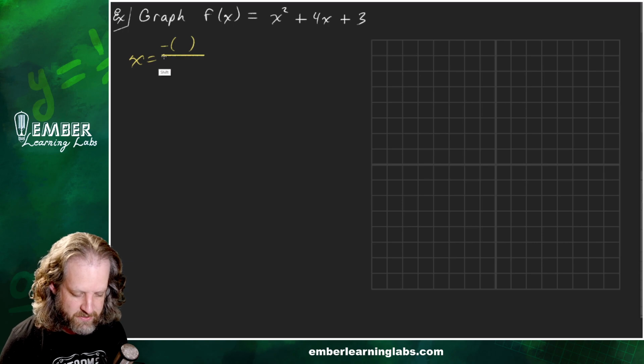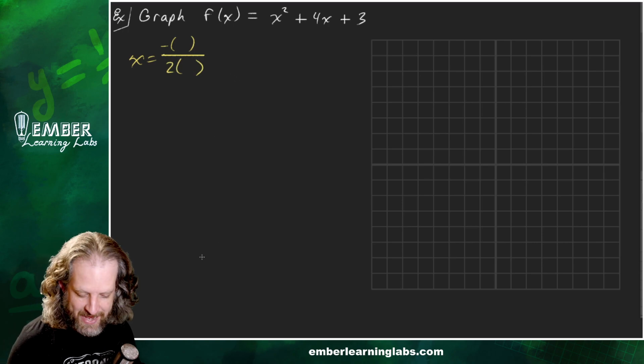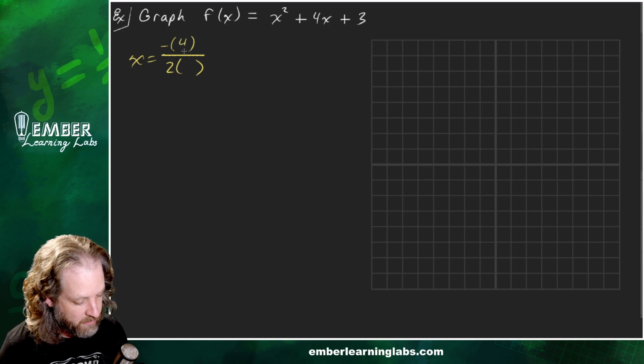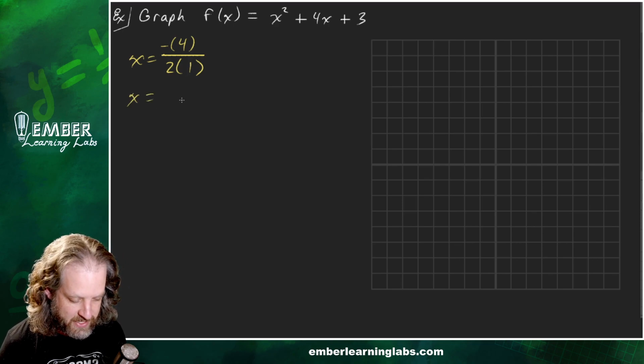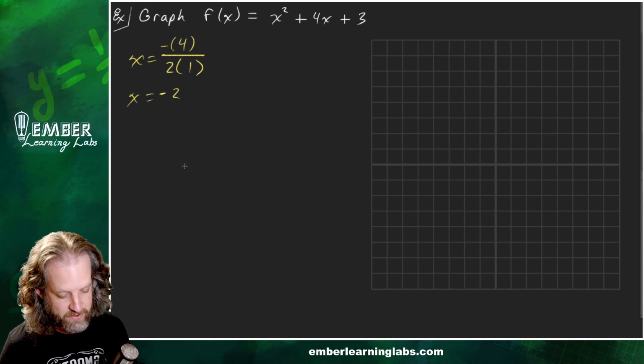You probably have this on the page already, so I'm not going to rewrite the formula here because you probably already have it in your notes. So the opposite of 4 over 2a. Remember, it's a 1. Nothing there is a 1. So the axis of symmetry is x equals -2. -4 divided by 2 is -2.